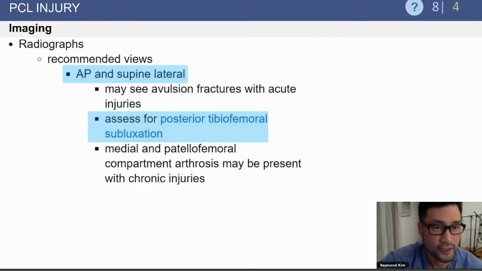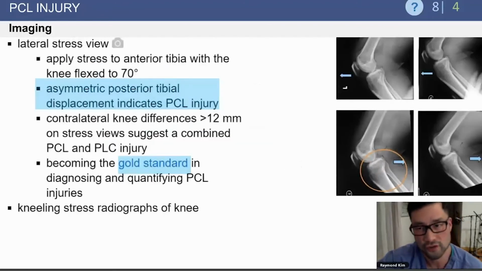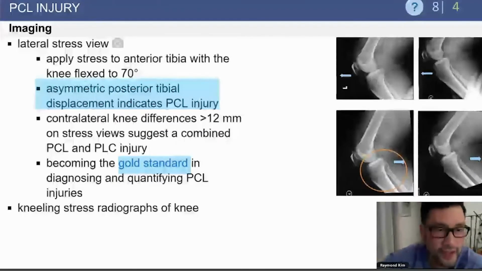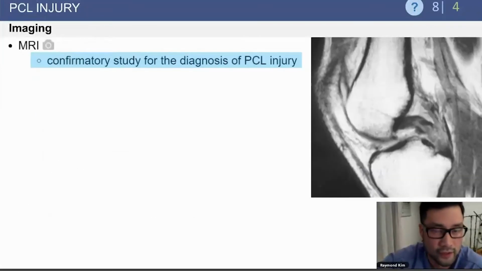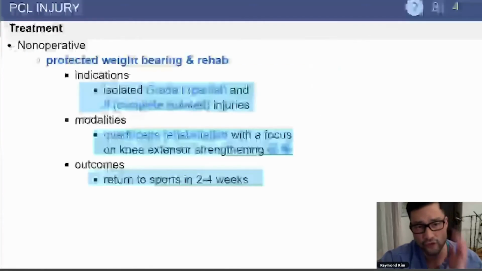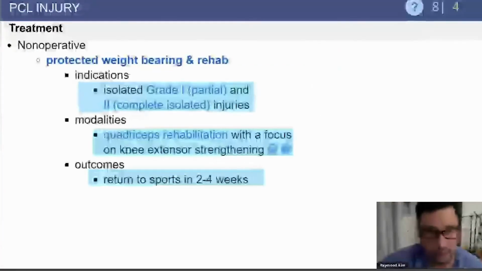Imaging includes standard AP and supine lateral radiographs, and you can also assess for posterior tibiofemoral subluxation on these views. There's also some stress views, as you can see nicely depicted by those 4 radiographs, where you'll see asymmetric posterior tibial displacement, which indicates a PCL injury. An MRI will give you some nice images of the actual ligament. Non-operative treatment will be indicated for grades 1 and 2.